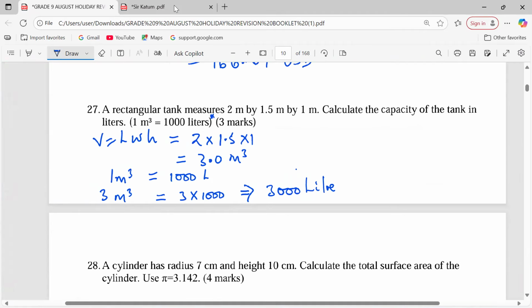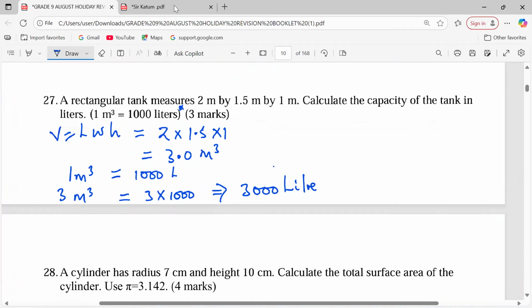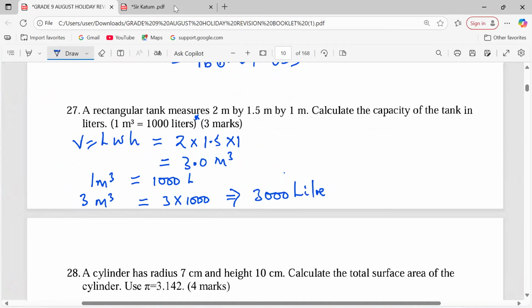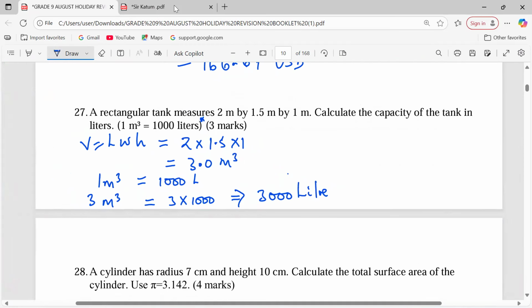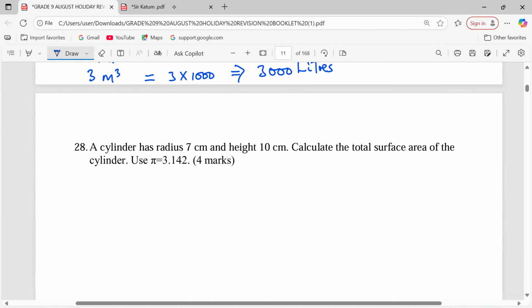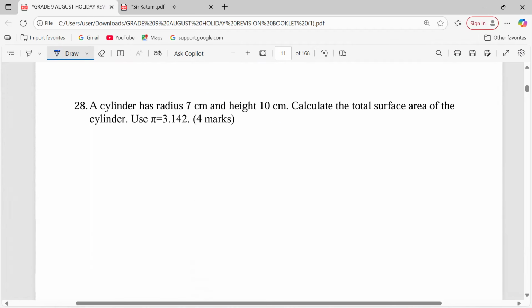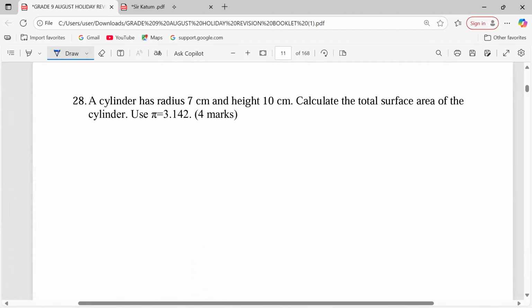Maybe now check. Yes, I can see the paper is now stable. So we are supposed to convert to liters by multiplying that way. Have it as 3,000 liters. Then in number 28, the question says, a cylinder has radius 7 centimeters and height 10. Calculate the total surface of the cylinder.